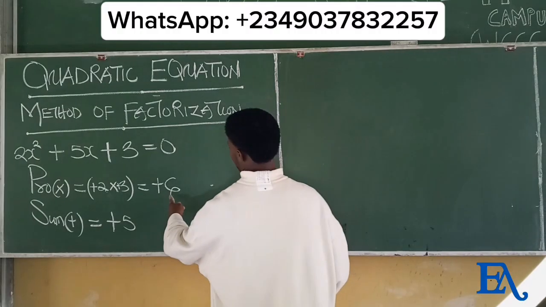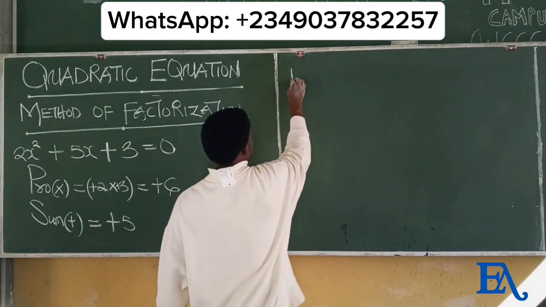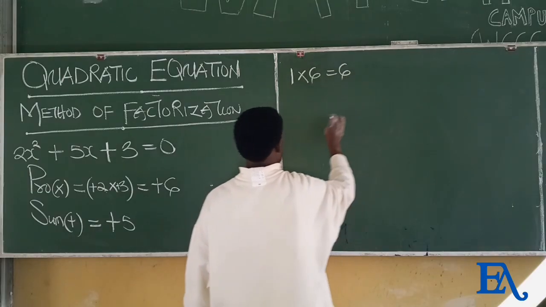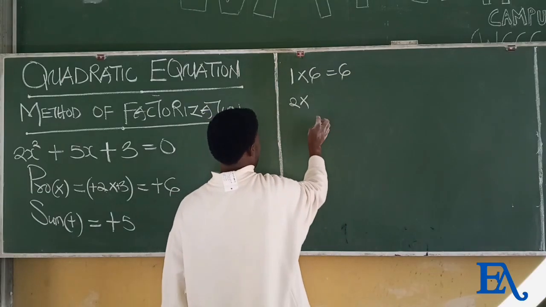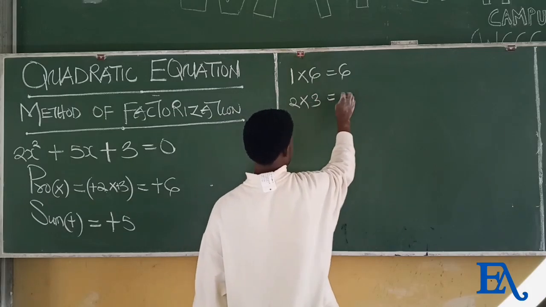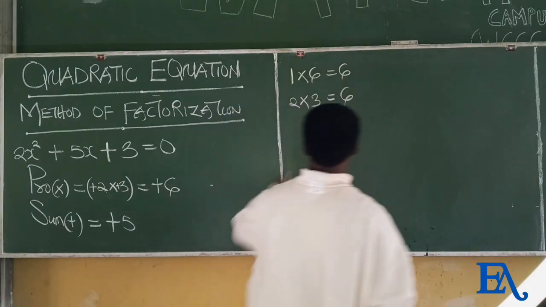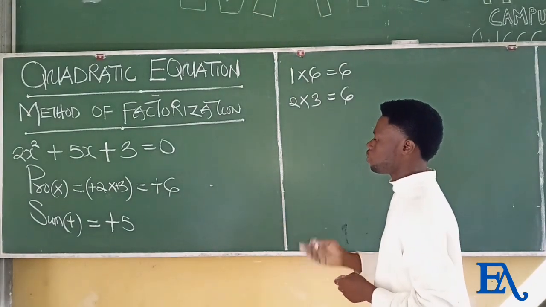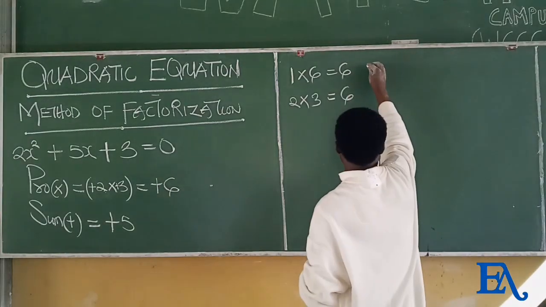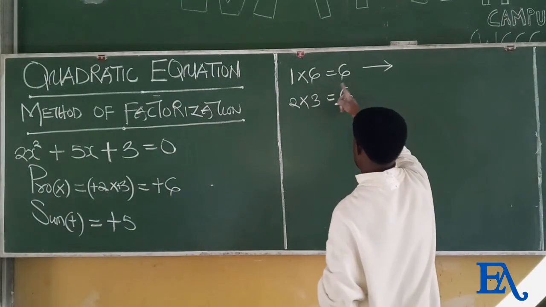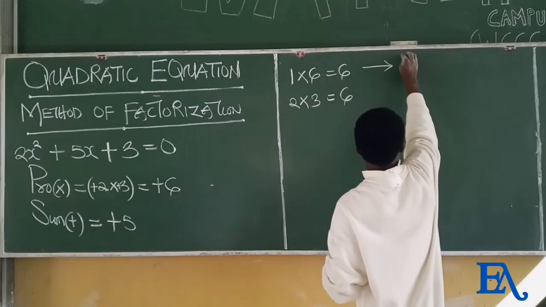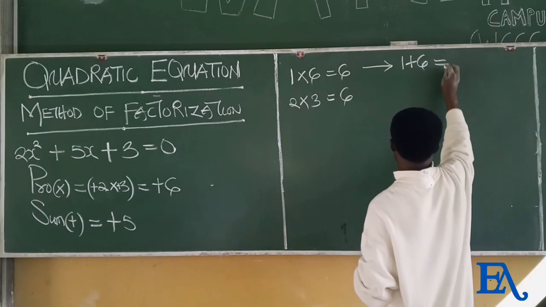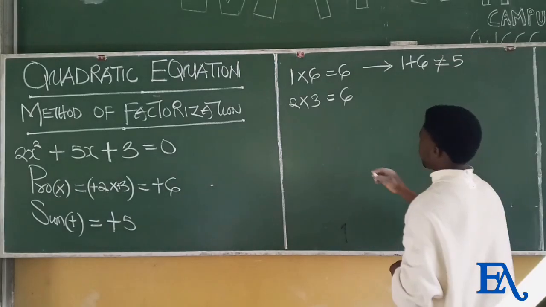Alright, now let's look for the factors of 6. First, 1 times 6 gives 6, and 2 times 3 also gives 6. Okay, from here, remember when multiplied we get plus 6 and when added we get plus 5. Let's examine the first one. 1 times 6 is 6, then 1 plus 6 equals 7. That is to say, it is not equal to 5. We can't go with the first pair.